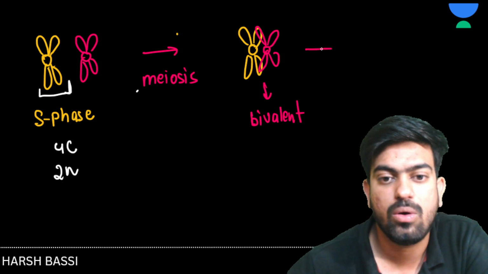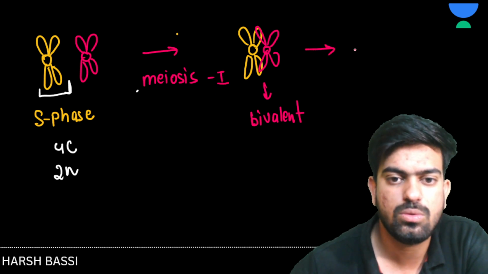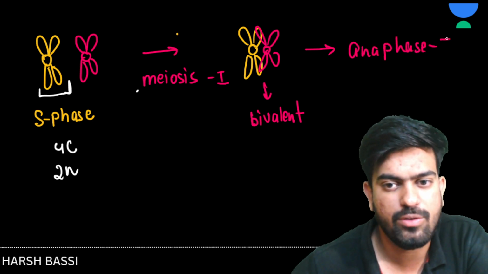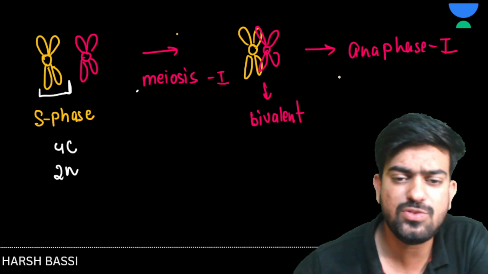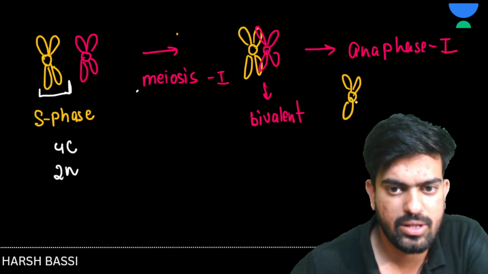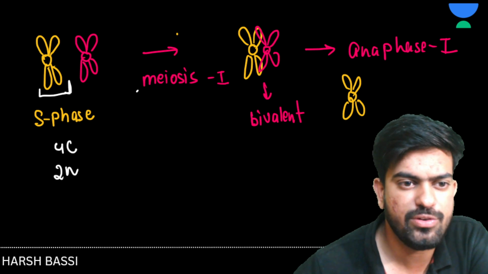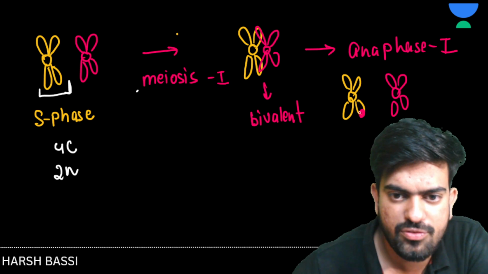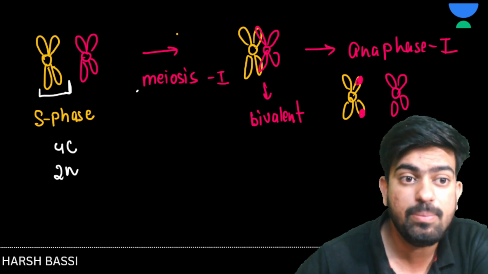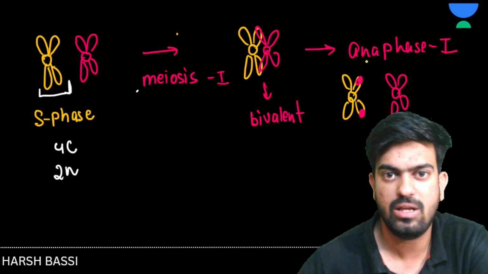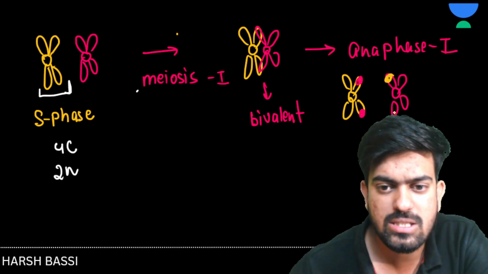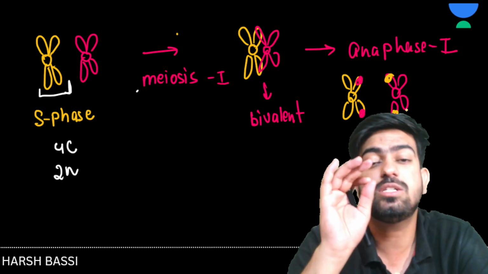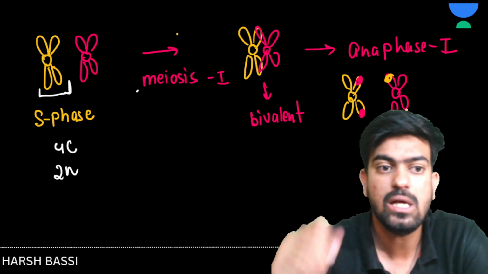Clear? Now during meiosis, during anaphase 1, what's going to happen? These will be separated. After crossing over also takes place, right? So after crossing over, some of the parts of these pink chromosomes will be there in some of the parts of the yellow chromosomes, and similarly since they had crossing over, their genetic material will be interchanged, and in anaphase this bivalent is totally separated.